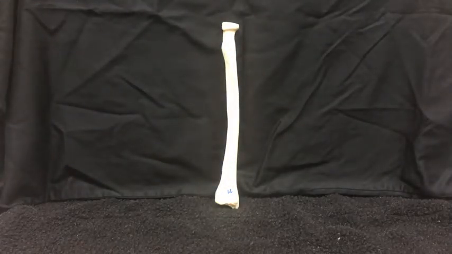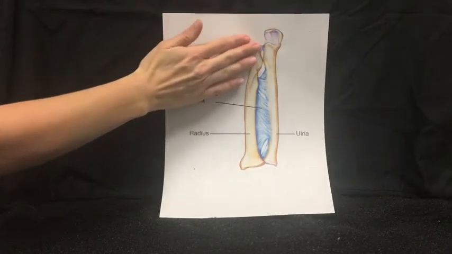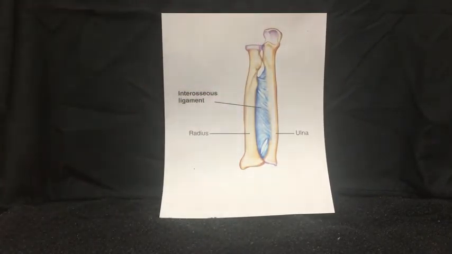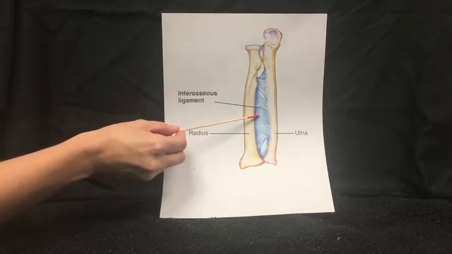The radius is the primary forearm bone that contributes to the wrist joint, whereas the ulna is the primary forearm bone that contributes to the elbow joint. The radius and ulna are connected along the body of each bone by a flat, broad ligament called the intraosseous membrane.